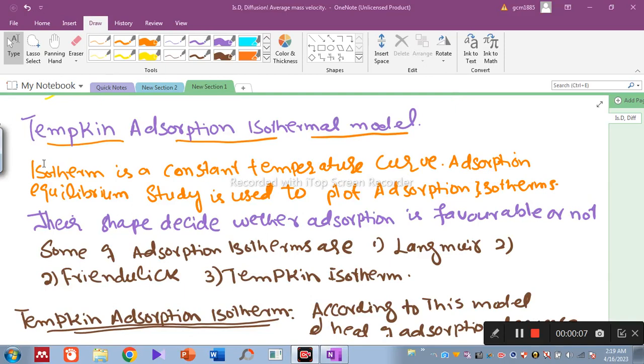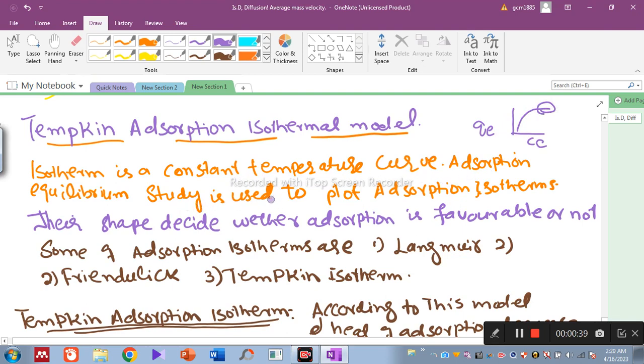So what is an adsorption isotherm? An isotherm is a constant temperature curve. Iso means constant and therm means temperature, so these are constant temperature curves. For example, this is the equilibrium concentration and this is the equilibrium uptake, and suppose this is a curve obtained at constant temperature. So this curve is called an isotherm. An isotherm is a constant temperature curve.